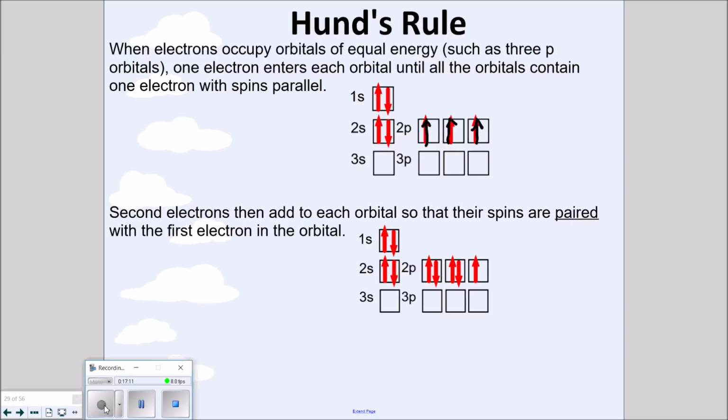However, if we have 2p5, then second electrons add to each orbital so that their spins are paired with the first electron in the orbital. So for 2p5, the first electron will be in its own orbital, the second will take up its own, and the third will take up its own. The fourth would have no choice but to be with the first, and the fifth would have no choice but to fill up this orbital. But when they fill up, they will spin opposite to the one that was already there.